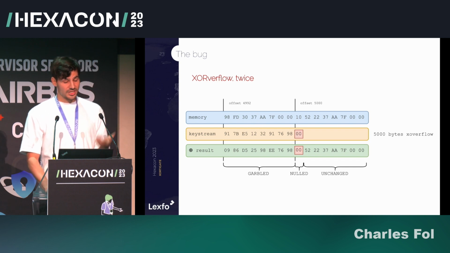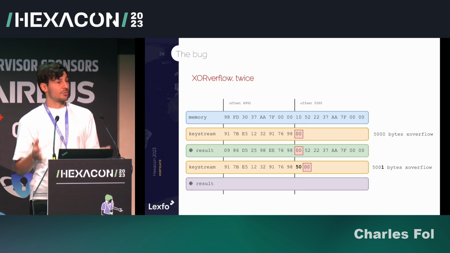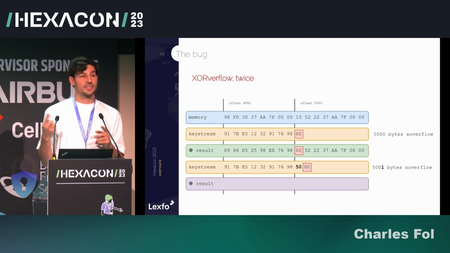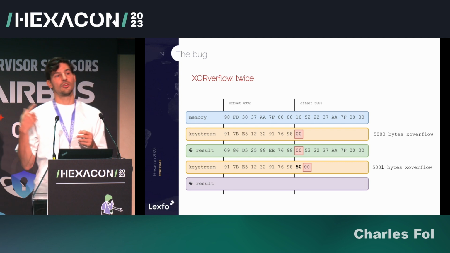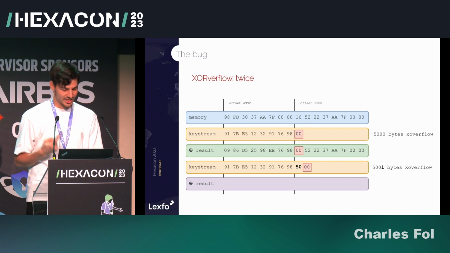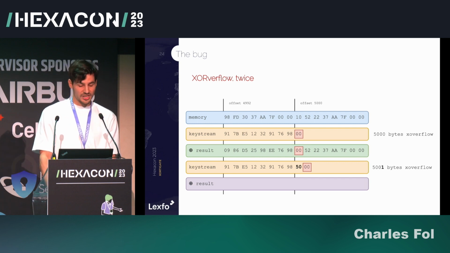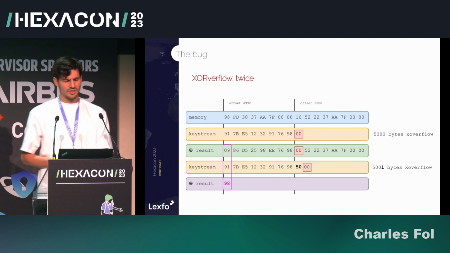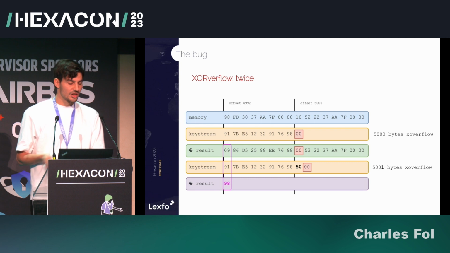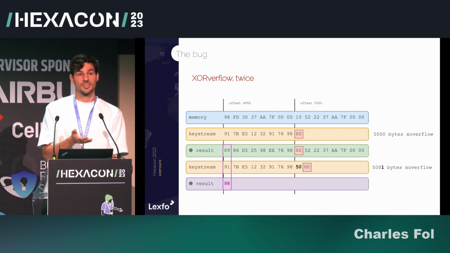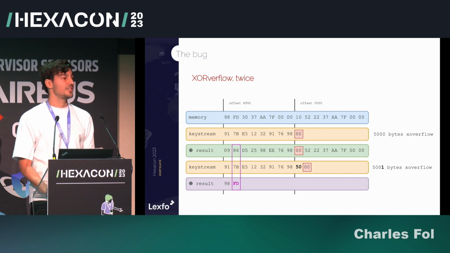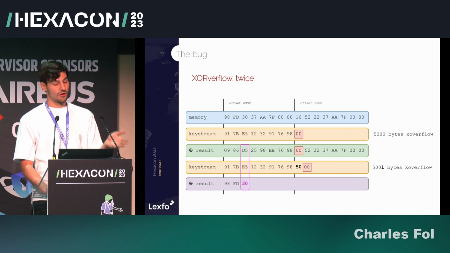But let's try doing it again from the same address with the same seed, so exactly the same key stream, but this time with one more byte of overflow. So instead of overflowing for 5,000 bytes, we overflow with 5,001 bytes. Again, we're going to do it step by step. 09 gets XORed with 91, and it becomes 98. Makes sense. The original memory was 98. We XOR it twice with the same byte from the same key stream, 91, so it becomes its original value again. We do it again for FD, it becomes FD again. Same for the next bytes.